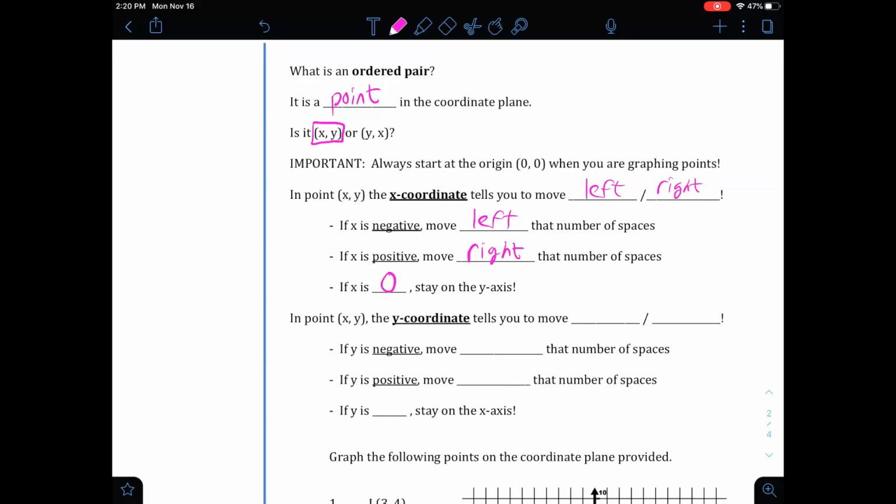So if the x-coordinate is left or right, that means the y-coordinate is going to be what? It's going to be up and down. Okay? If y is negative, does that mean move down or up? It means move down, because negative numbers are down on the coordinate plane, and positive numbers we're going to move up. Okay? And if y is 0, you're going to stay on the x-axis.